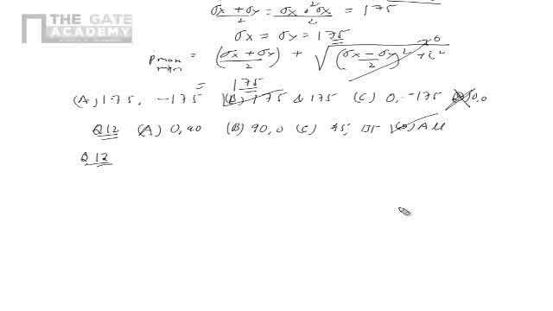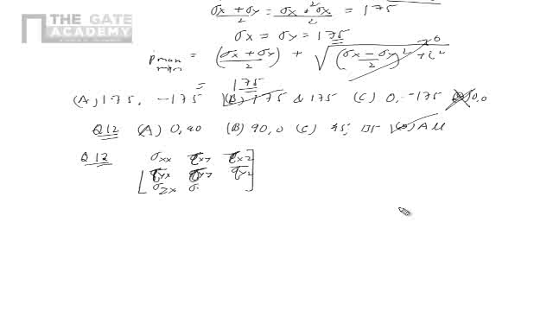Question 13. The number of components in a stress tensor defining stresses at a point in 3 dimensions is, obviously, 6, because the stress tensor in 3 dimensions is given by this: sigma xx, sigma xy, sigma xz, sigma yx, sigma yy, sigma yz, sigma zx, and so on, or actually this can be written as tau, tau, tau, tau.